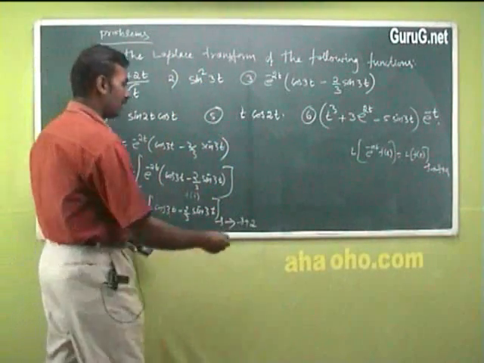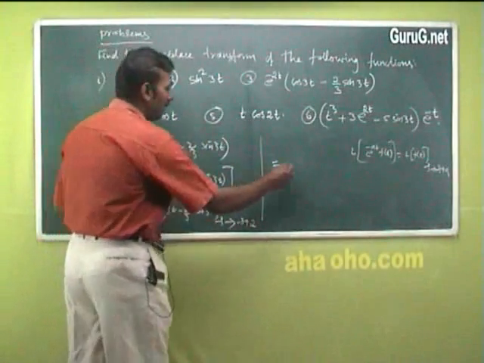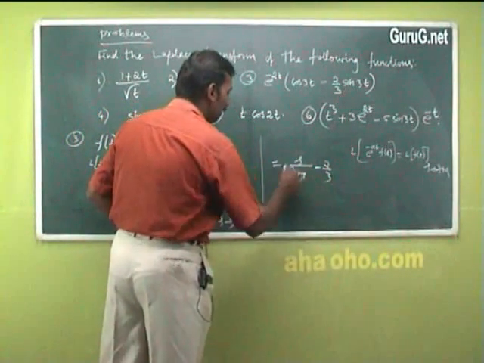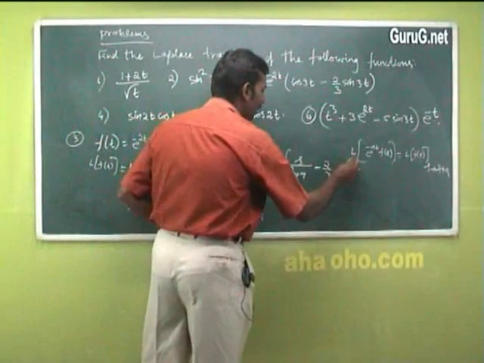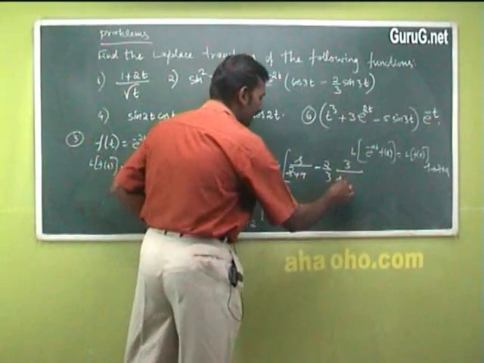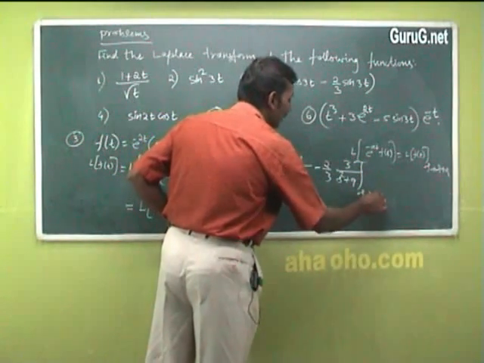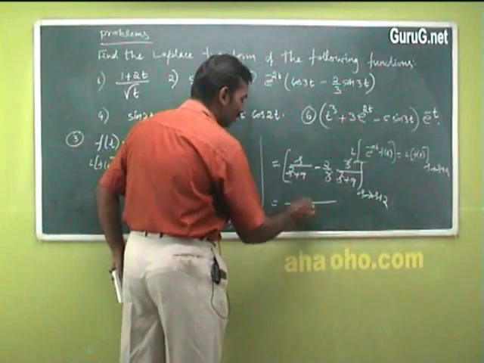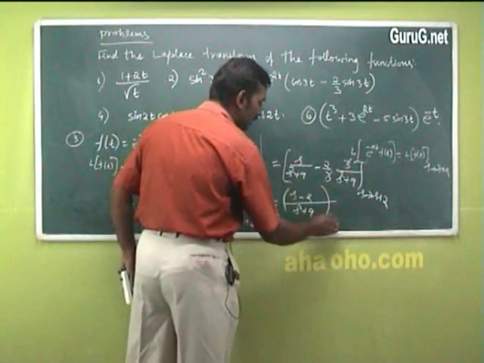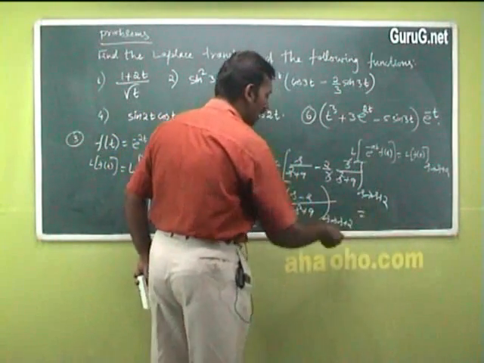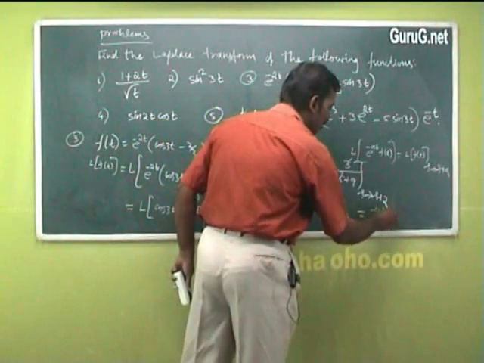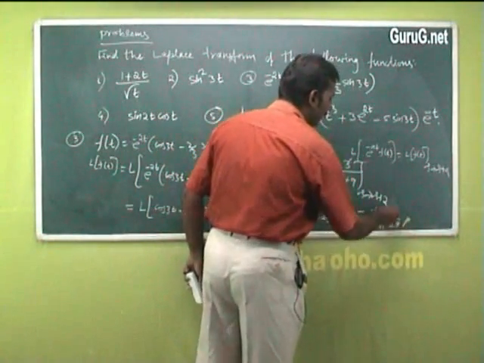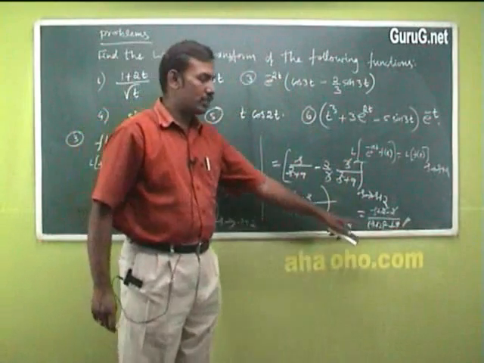So L of cos 3t is s by s squared plus 9, minus 2 by 3 into L of sin 3t, which is 3 by s squared plus 9. Then s is replaced by s plus 2. Taking the LCM s squared plus 9, we get s minus 2 with s replaced by s plus 2. So it equals s plus 2 minus 2 over s plus 2 the whole squared plus 9. Cancelling, we get s by s plus 2 the whole squared plus 9.